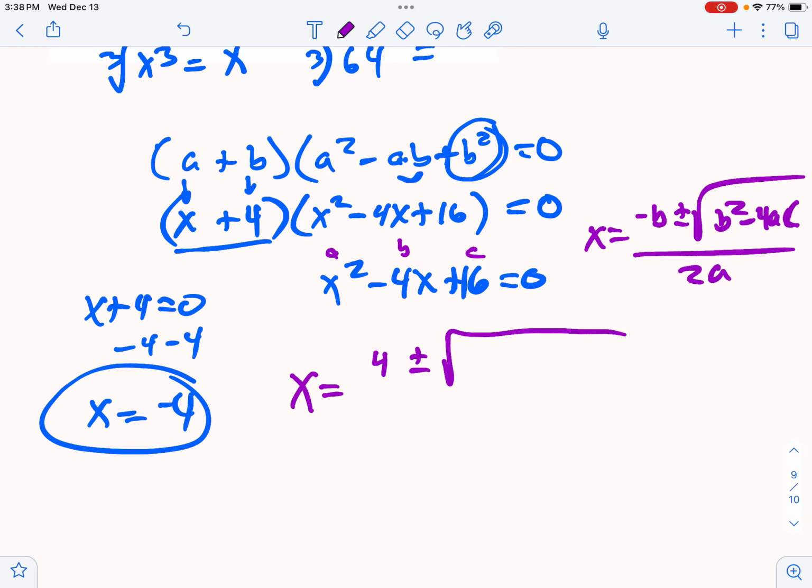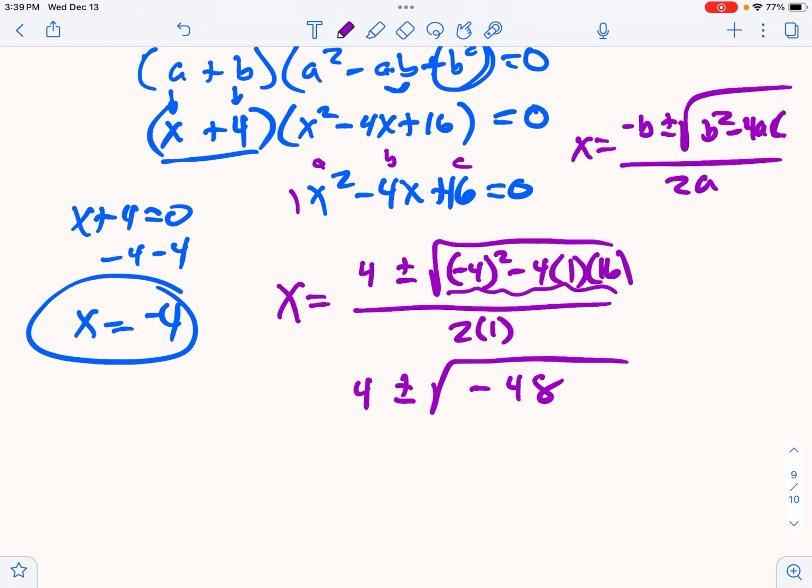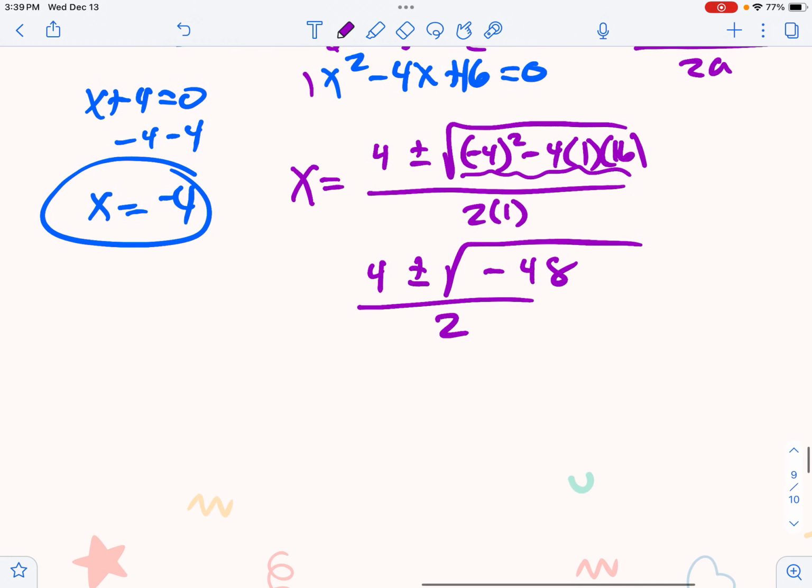Okay, so b squared, that'd be negative 4 squared, minus 4 times a is 1 times c is 16, all over 2a. So 2 times 1. A was equal to 1 right here. So this is 4 plus or minus the square root of, if you plug this into your calculator, 16 minus 64, that's actually negative 48, over 2. Okay. So this is going to be 4 plus or minus, x equals, sorry. I've got to simplify that square root of negative 48.